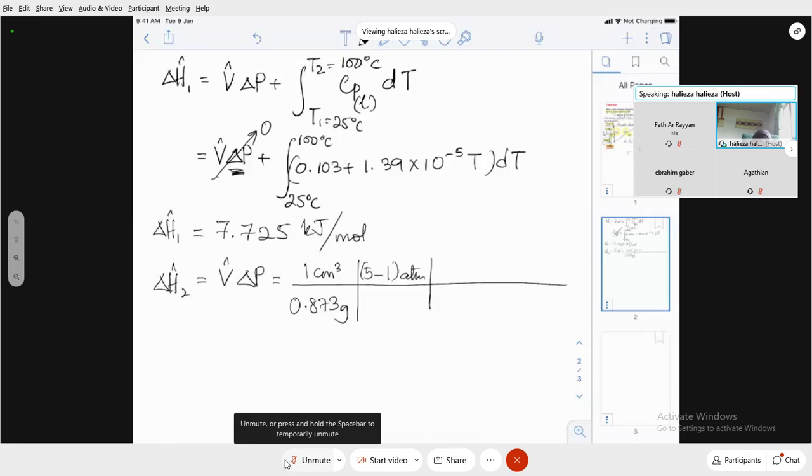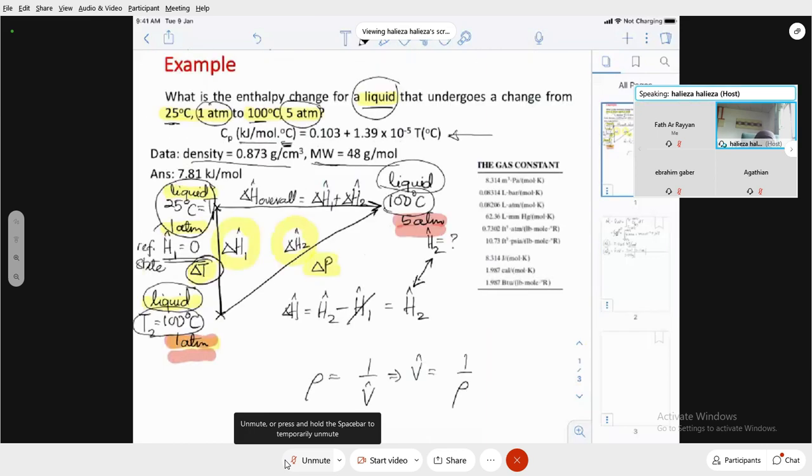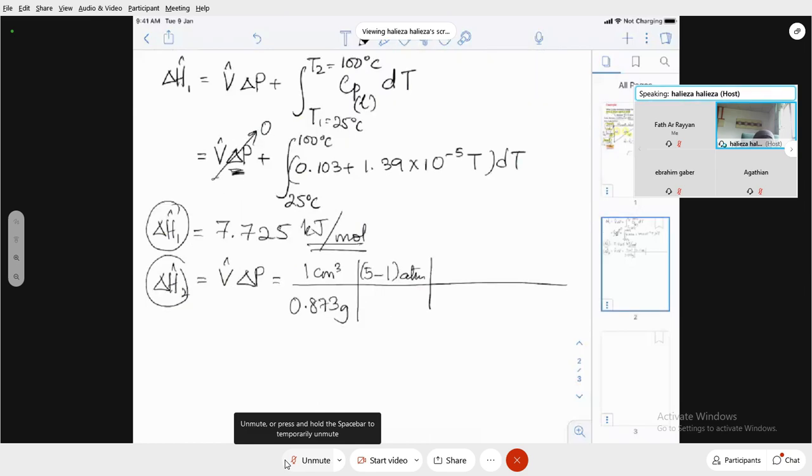We need to get these two changes in enthalpy having the same unit, or else you cannot add them up. So you need to change the second enthalpy to kilojoules per mole. Go back to the question, where you are given the molecular weight, so there is the mole there, and you can cancel the gram. The molecular weight is 48 gram per mole. Cancel off the gram, but you still have centimeter cubed and atm.